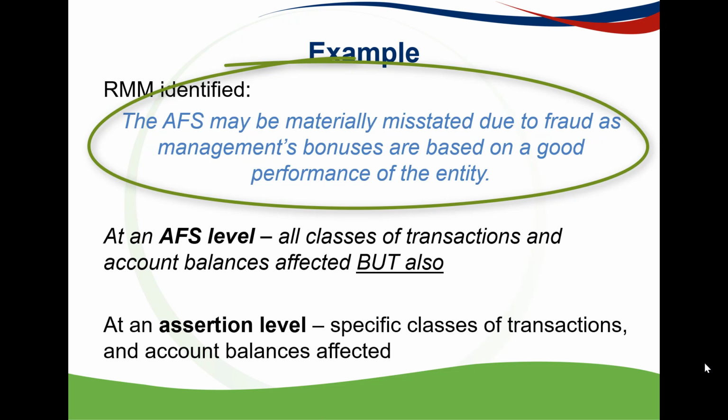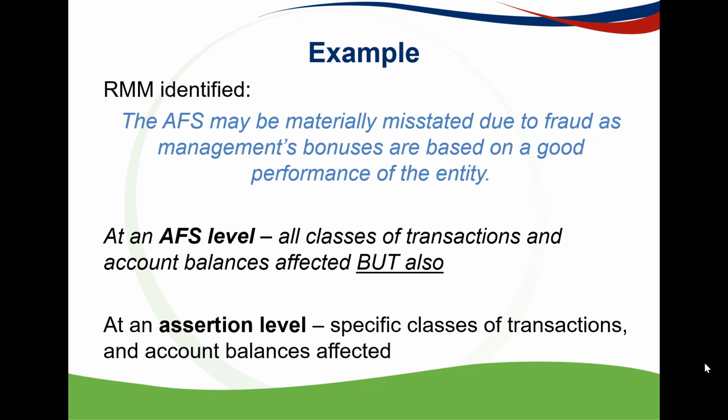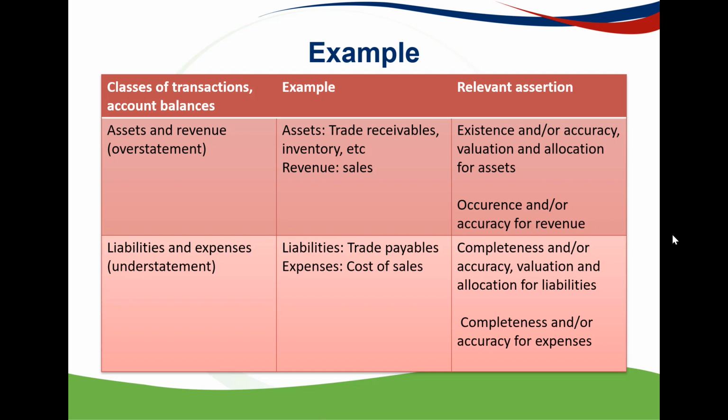I think let's drill more down into this example to illustrate it. So as we said, in general, there is a risk that all assets and revenue might be overstated. But if we drill down into the financial statements, what do these consist of? For example, account balances such as trade receivables or inventory are specifically at risk, and for revenue, sales might be overstated if it is a retail company.